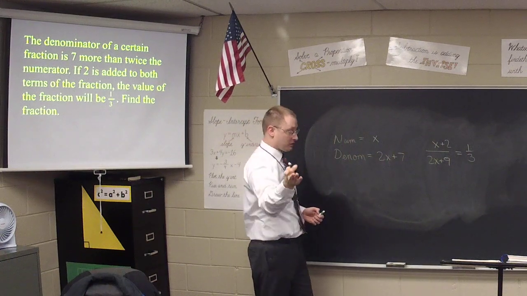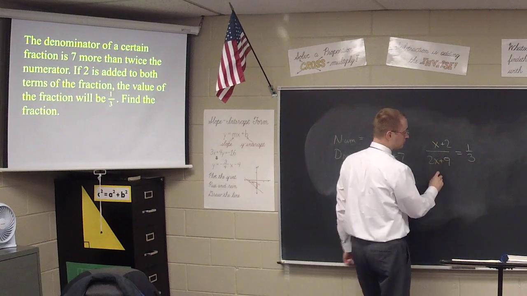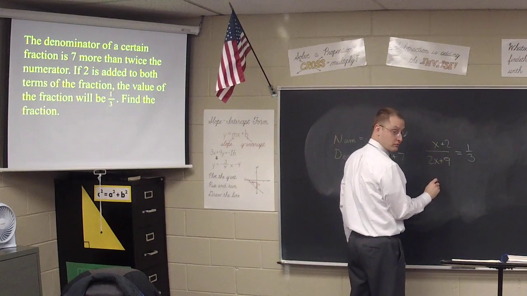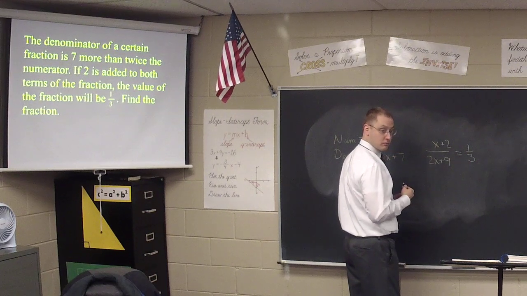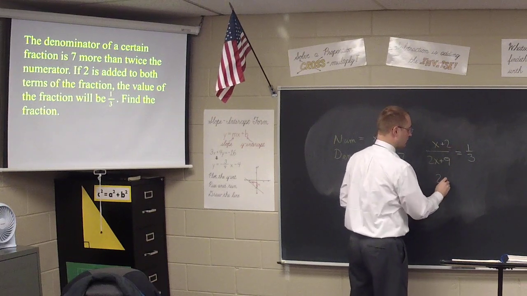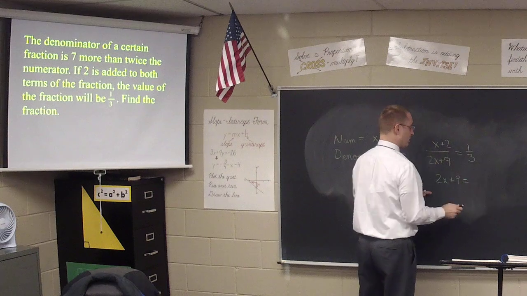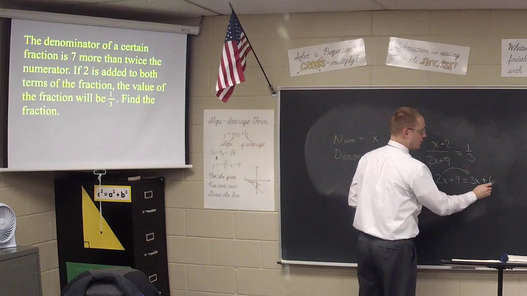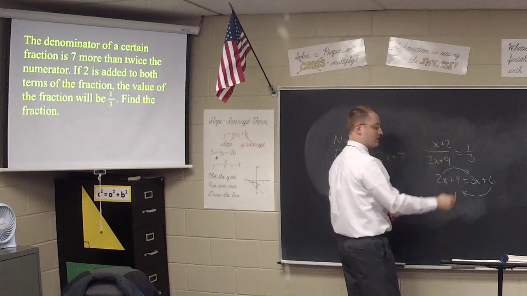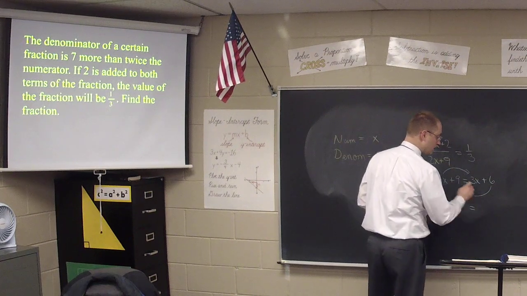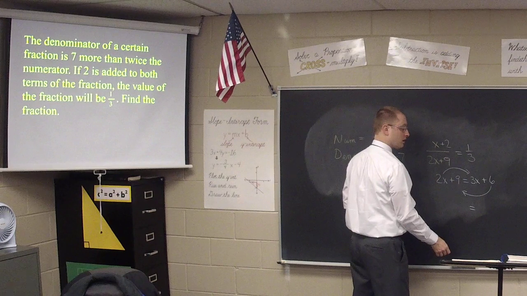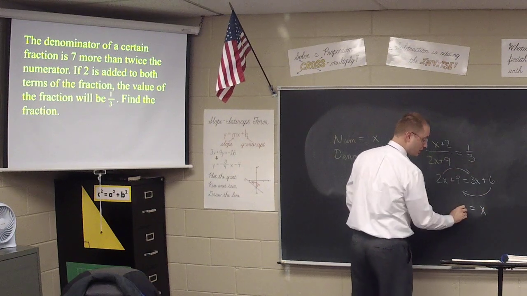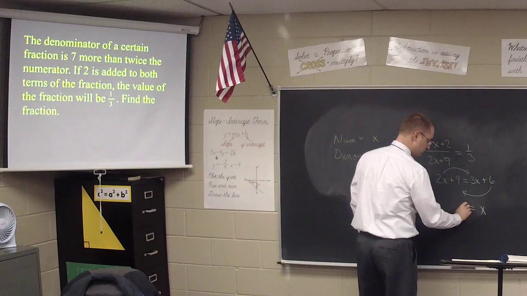All right, so we cross multiply to get 2x plus 9 equals 3x plus 6. Good. 2x plus 9 equals 3x plus 6. And let's do a double switch once again. Send the 2x over as a negative to get x plus 6, and bring the 6 over as a negative to get 3.